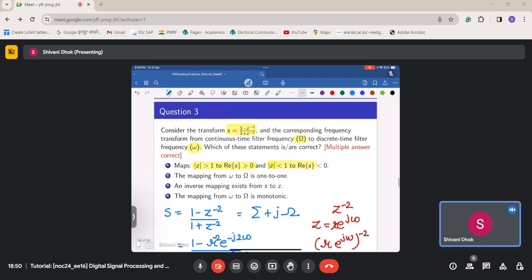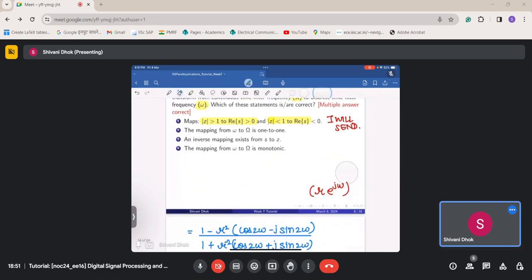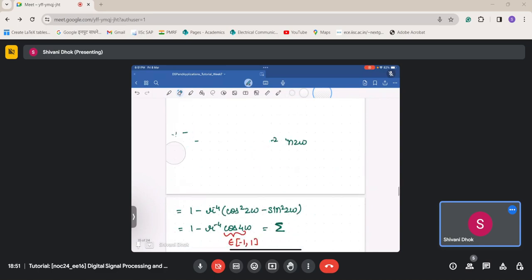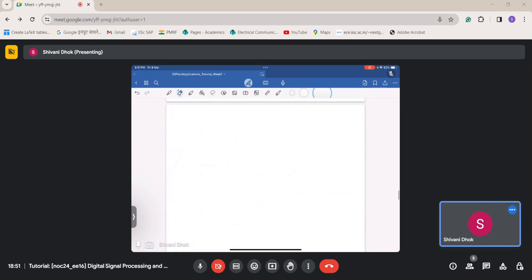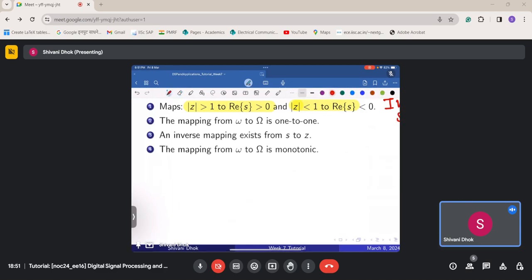So for the first option, I will send the solutions. Let's just forget whatever I said. For whatever I know, only the first option is correct. Another thing that we are having is, let's see the second option. Second, third, and fourth are easy to understand.